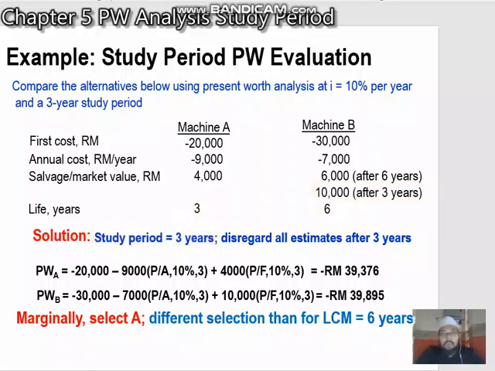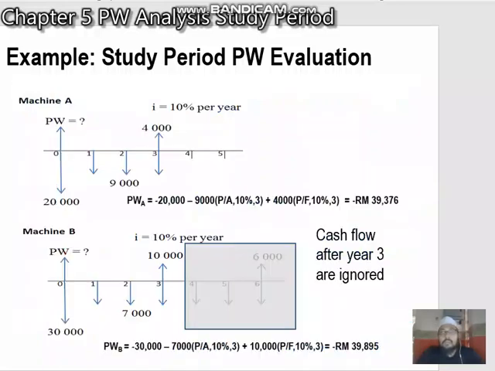So this is the cash flow diagram. Machine A is 3 years, and the original machine B alternative is 6 years, but we have discarded what happened after year 3, because we have specified the study period as only 3 years. What happens after 3 years will be eliminated or discarded. That's why you can see here this is the new market value after year 3.